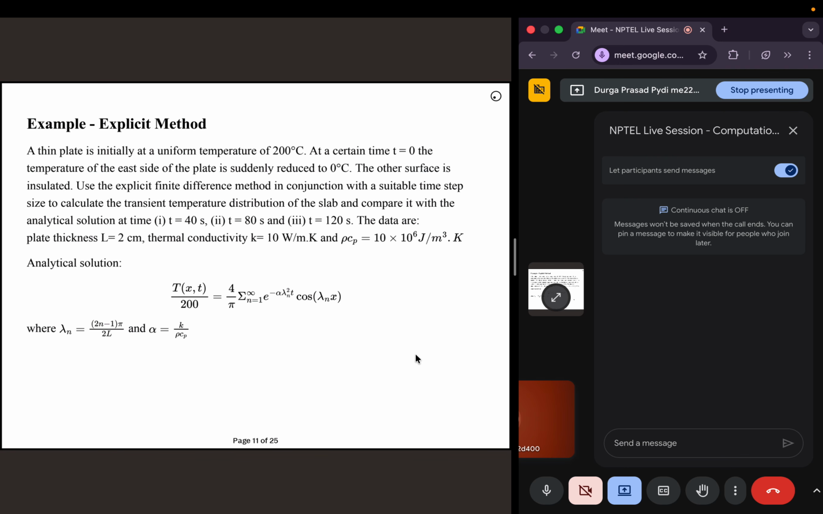To get familiarized with how to evaluate this, let's take a small problem. You have a thin plate with the initial temperature at t equal to 0 as 200 Celsius. This is the east coordinate and this is the west coordinate. So let's call this x equal to 0 and x equal to L. On the east coordinate, the temperature is suddenly reduced to 0 degrees Celsius, and here we have an insulated boundary. The analytical solution is given to us, so all we have to do is write the finite difference equation form for this and then solve that.